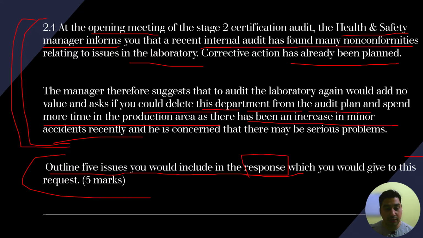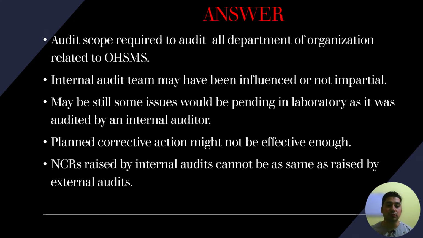The main question is asking for 5 issues you would include in the response to the manager. When you respond, what are the 5 issues you will include? So let's see how you have to answer this question. First, the audit scope requires auditing all departments of the organization related to the occupational health and safety management system. First of all, you will say: sorry sir, or take the name, I can't do that because the audit scope requires us to audit all departments of the organization related to the occupational health and safety management system.